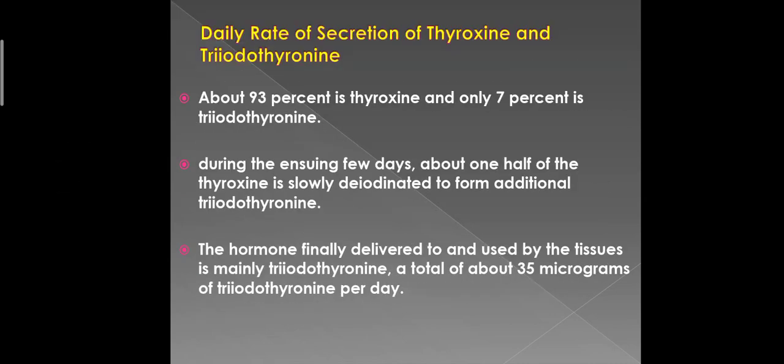Now, of the daily rate of secretion of thyroxine and triiodothyronine, about 93% is thyroxine and only 7% is triiodothyronine, T3. 93% is T4 at the time of release, and only 7% is T3. But during the next few days, about one half of T4 is slowly deiodinated to form additional T3. The hormone finally delivered to and used by the tissues is mainly T3, which is a total of about 35 micrograms of T3 per day.